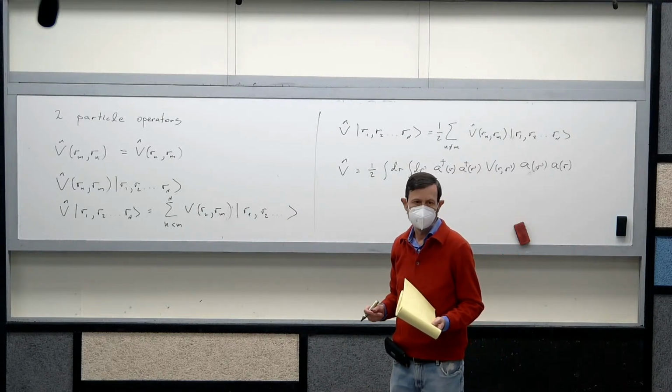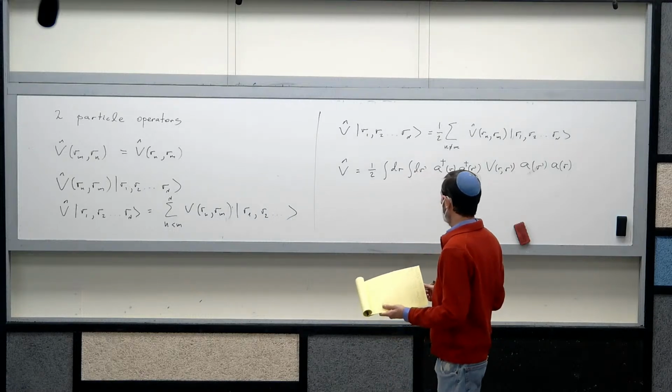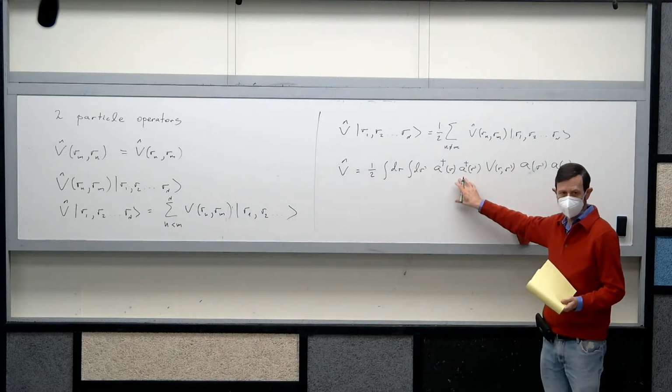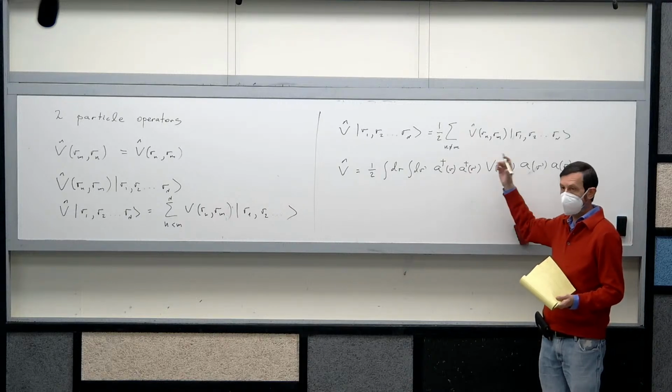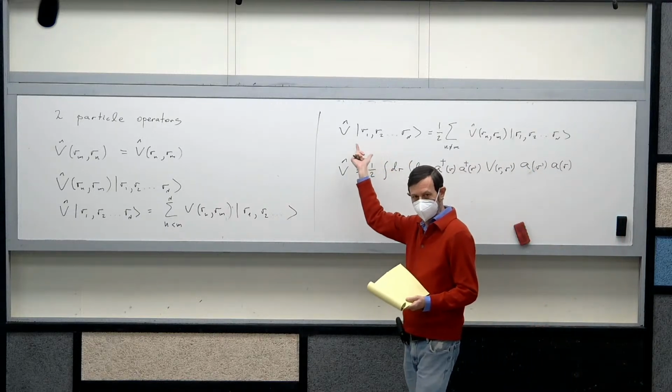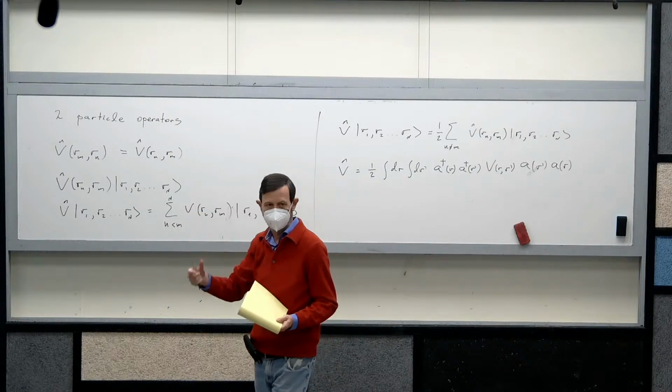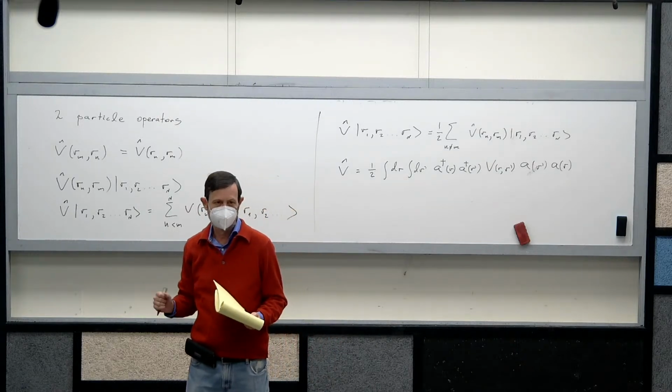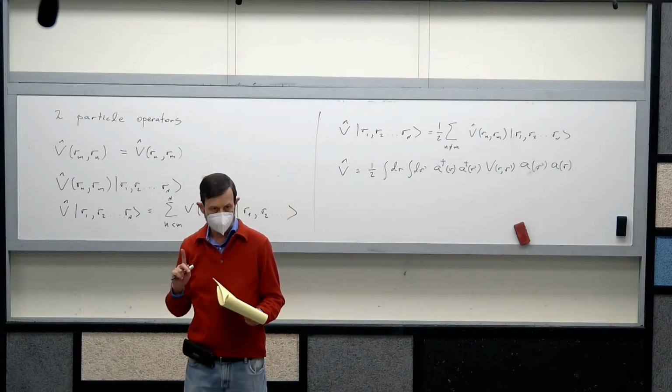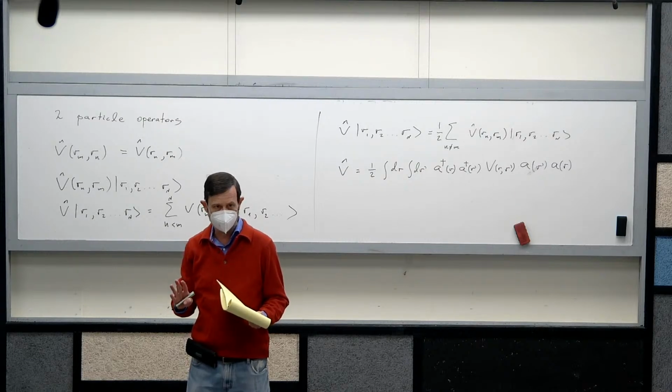Yeah, so this is the expectation value, it's not the operator? No, this is an operator. If I sandwich it between this and its ket, then I'll get the value. As I said, I'll prove it.